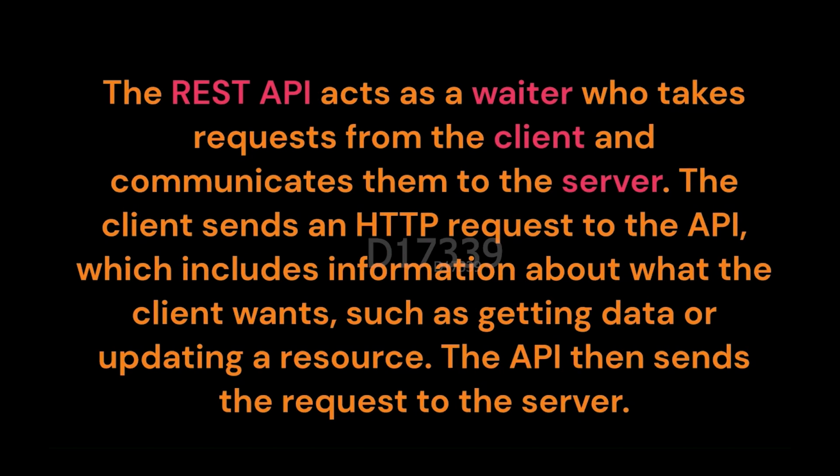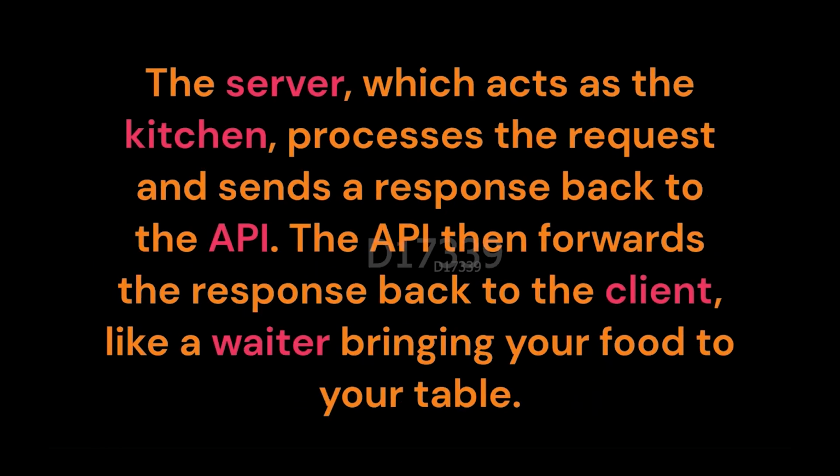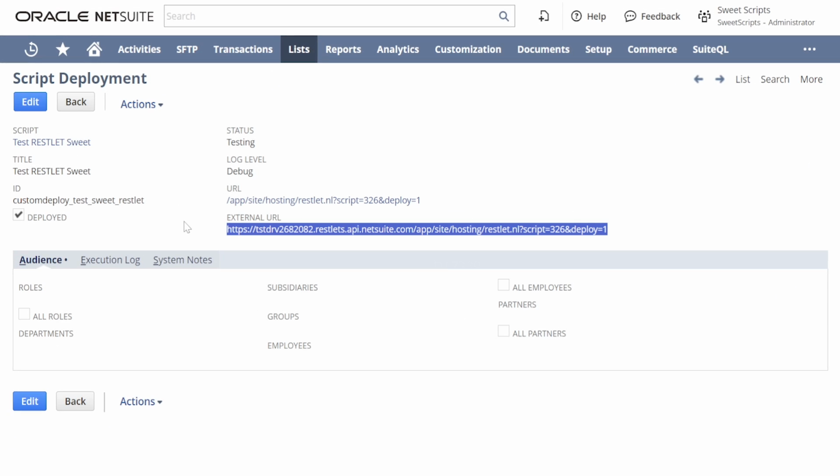The REST API acts as a waiter who takes requests from the client and communicates them to the server. The client sends an HTTP request to the API, which includes information about what the client wants, such as getting data or updating a resource. The API then sends the request to the server. The server, which acts as the kitchen, processes the request and sends a response back to the API. The API then forwards the response back to the client, like a waiter bringing your food to your table. So you would have understood what REST is.